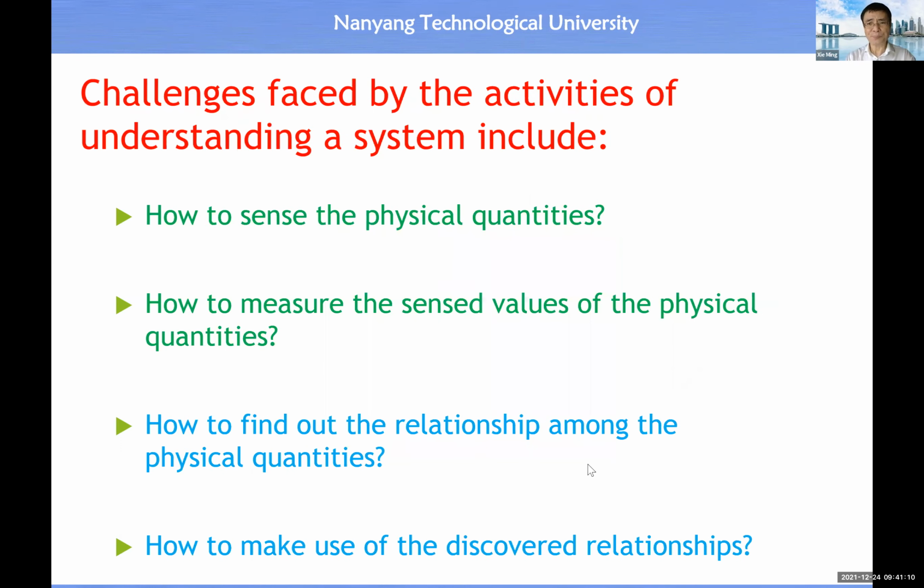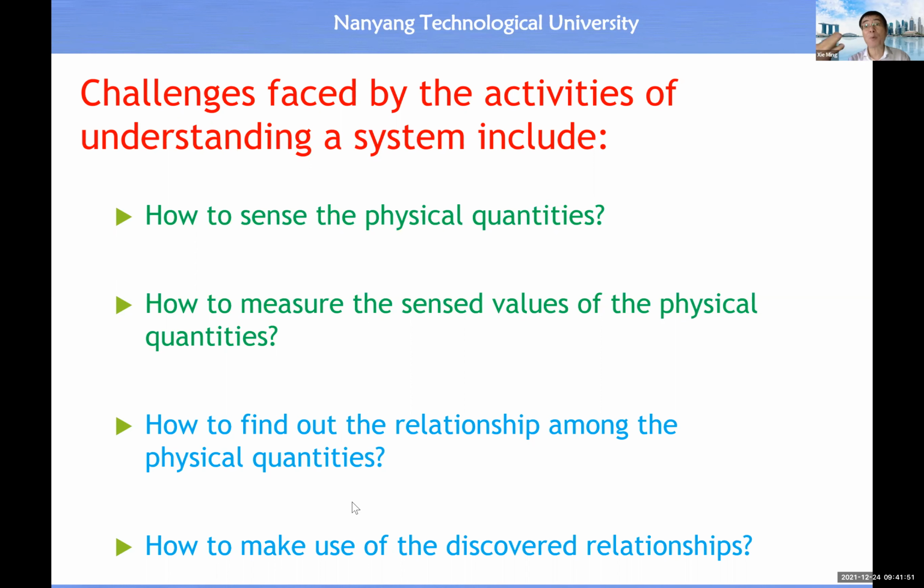All right, so then is it easier to undertake sensing and the measurement of a physical quantity? So it depends, okay? For some physical quantities, it should be easier. For others, it may not be so easy, all right? So then we must consider the answer to these four questions, okay? Question number one, how to sense a physical quantity? Question number two, how to measure the sensor value of a physical quantity, okay? So these two questions should be the focus of study in this course.